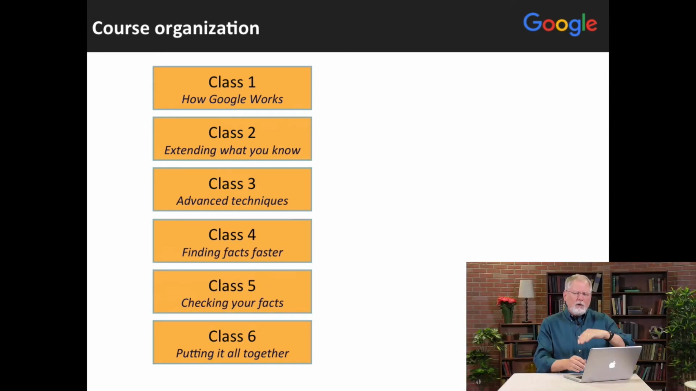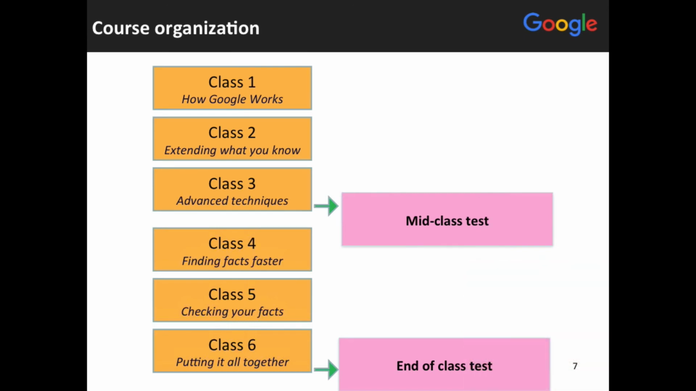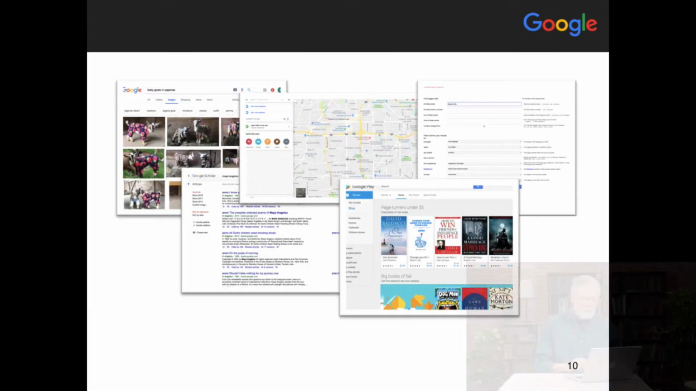When we get roughly to class 3, we're going to have a mid-class test. The test is not critical to your life. It's intended to give you a sense for what works and what doesn't work, what you know and what you don't know. So it's really intended to help you diagnose your state of knowledge. There's one in the middle, and there's one at the end.